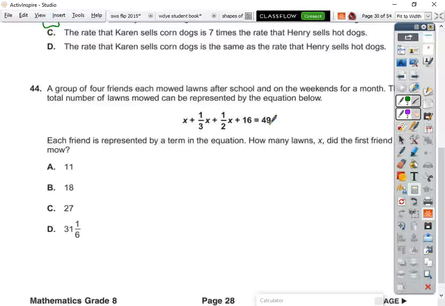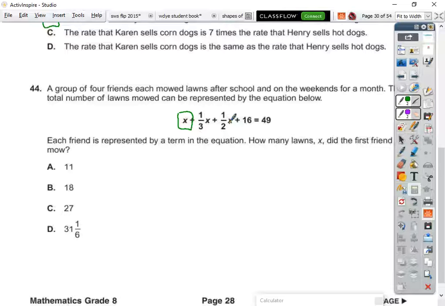Each friend is represented by a term in the equation. How many lawns, x, did the first friend mow? Well, the first friend is this guy right here, just plain old x, which makes life much easier for us. So we have 1 plus 1/3 x plus 1/3 x plus 1/2 x.